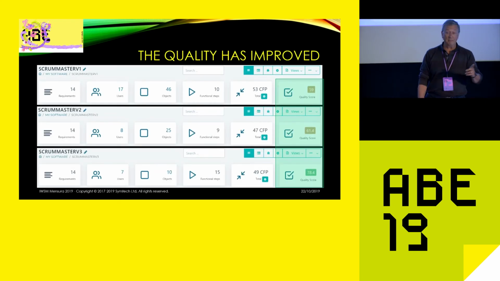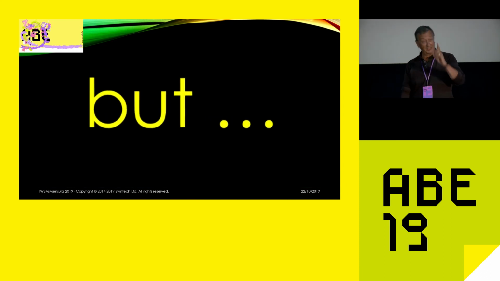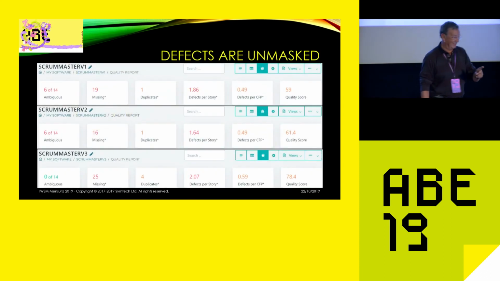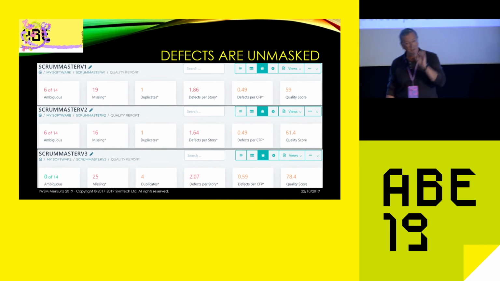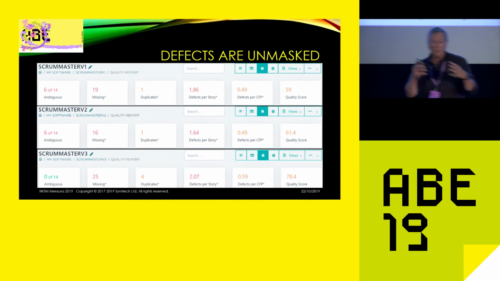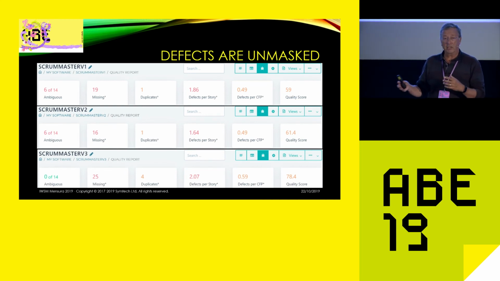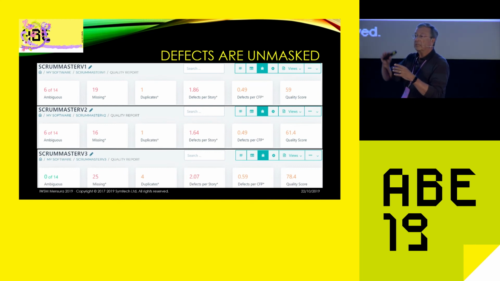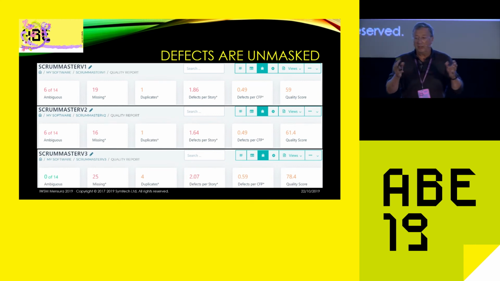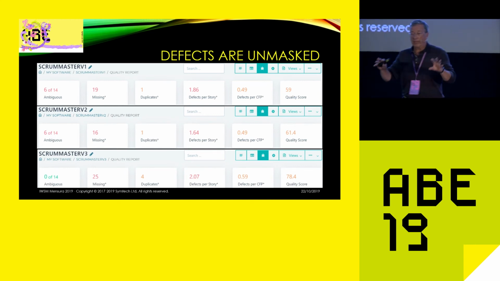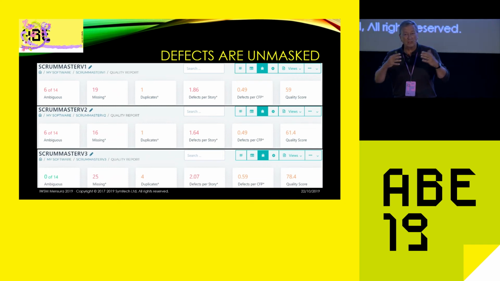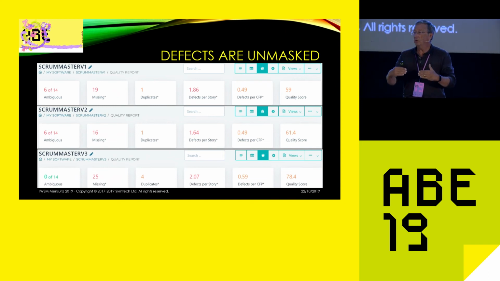Start again. Quality's improved, but, and it's a big but, defects were unmasked. Now, this is really, really interesting. It's the second take-home, which is, you know when you're programming, you run it through your syntax checker, and it says, you've missed a bracket there, you've missed a brace there. The little stuff you get rid of quickly. But you know what? That unmasks deeper problems in the code. And exactly the same happens here.